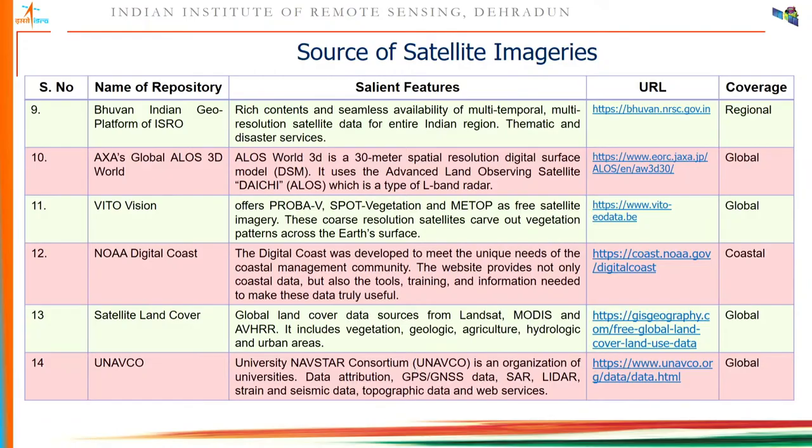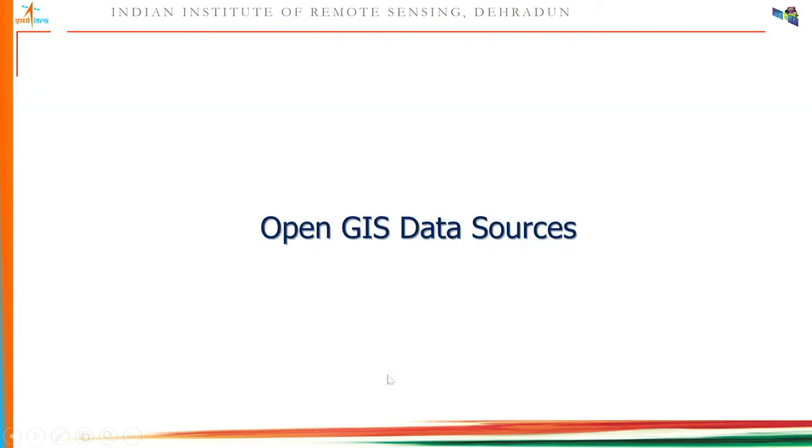Otherwise, most of the data like from NASA, like MODIS sensors, data from the SPOT Vegetation and all are available in the Earth Explorer as well. But these are the specific websites from these data providers. You can explore these URLs as well. This is about the satellite data repository.